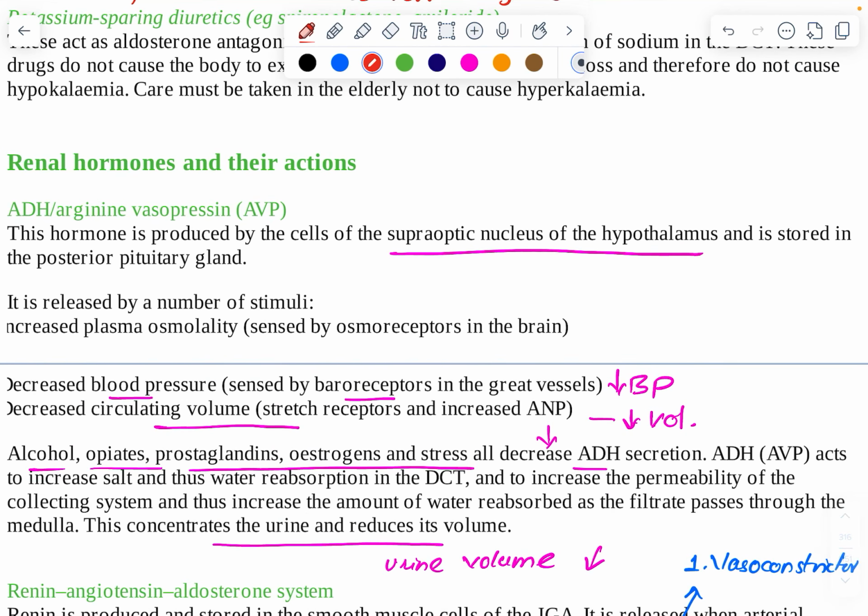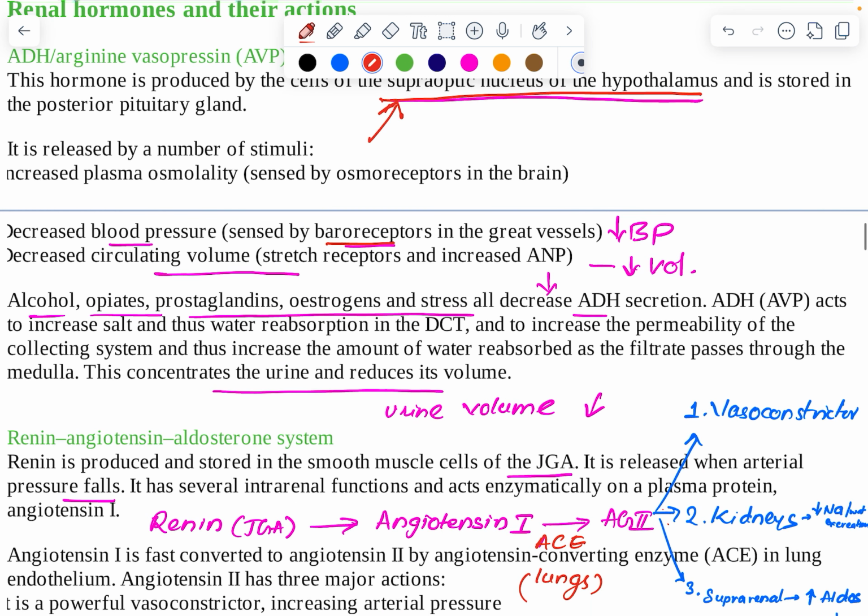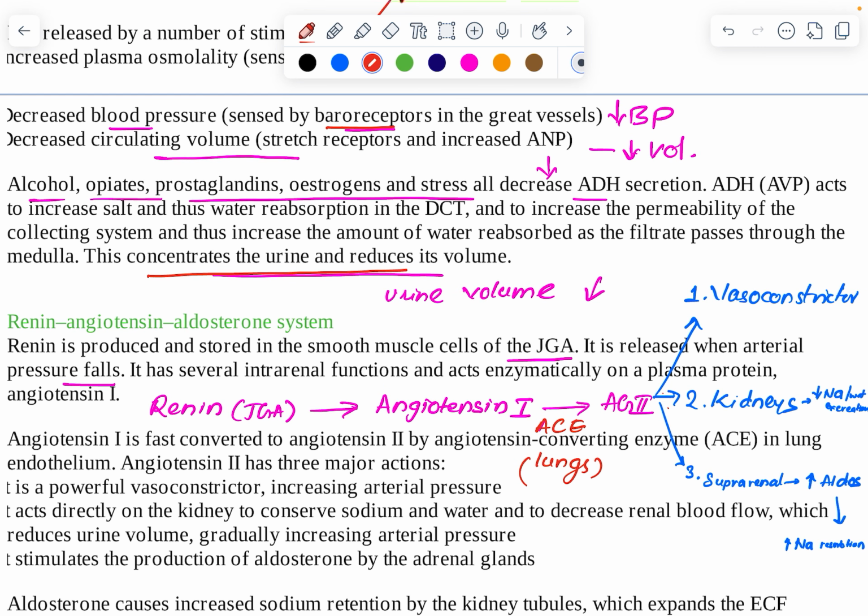Renal hormones and their action. ADH, arginine vasopressin, is produced by cells of the supraoptic nucleus of the hypothalamus and stored in the posterior pituitary. A decrease in blood pressure is sensed by baroreceptors in the great vessels, and a decrease in circulatory volume by stretch receptors, which increases ADH. Alcohol, opiates, prostaglandin, estrogen and stress all affect ADH secretion. ADH acts to increase salt and water reabsorption, which concentrates the urine and reduces its volume.